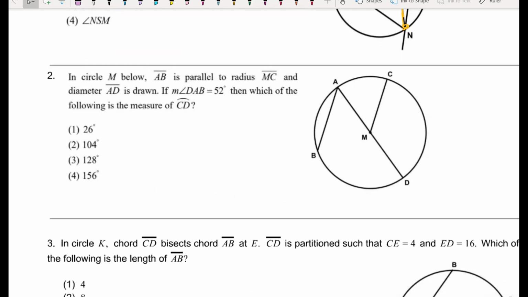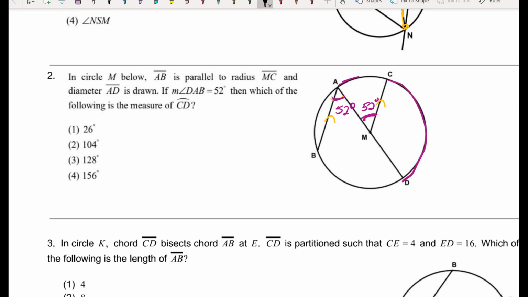Number 2, in circle M below, AB is parallel to radius MC, so I'm going to mark that, and diameter AD is drawn. If the measure of angle DAB is 52 degrees, then which of the following is the measure of arc CD? There's a lot of different ways you can do this. The first thing I notice is that angle DAB and angle AMC are congruent alternate interior angles between those parallel lines, so that would mean that AMC is also 52 degrees.